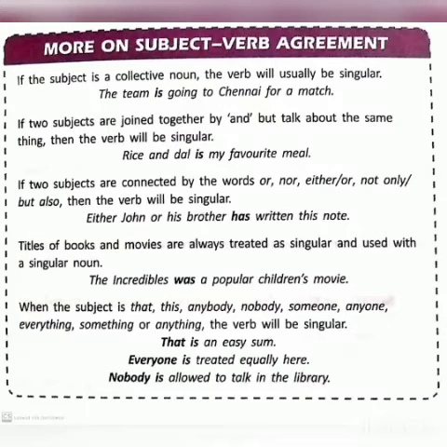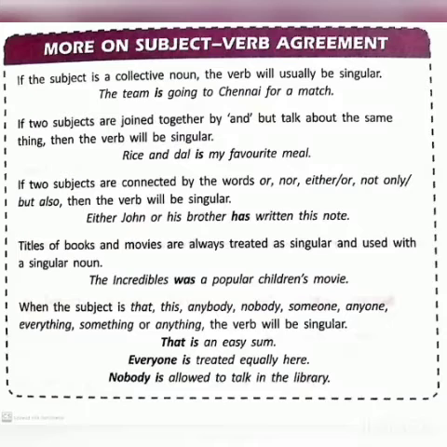So we are joining two subjects with and, and we are talking about the same thing. Both of the subjects are telling the same thing, doing the same work, giving the same meaning, then the verb will be singular. Like rice and dal, we are talking about food items, so your verb is singular, is.